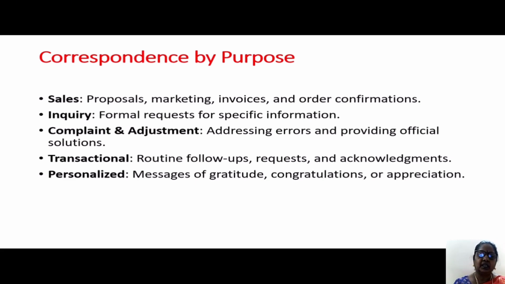Then inquiry, a formal request for specific information, and any business can raise an inquiry to another business. Then complaint, addressing errors. Suppose a company purchases machinery worth 50 lakhs, and before the guarantee time itself the machine is worn out or not usable, even after many repairs and maintenance. So we raise a complaint against the supplier regarding the machine.